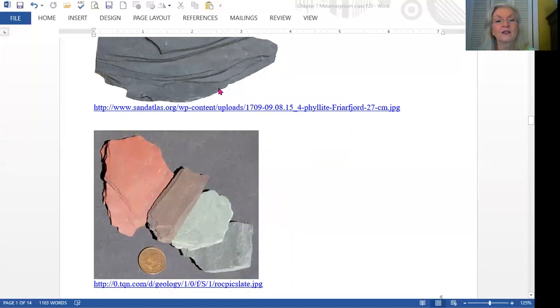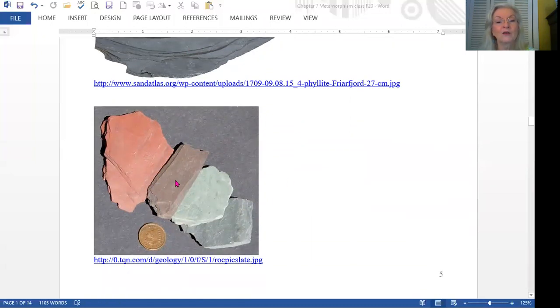Slate comes in different colors. That was a dark gray slate, but it could be red or a darker red or even a green or an almost blue color.